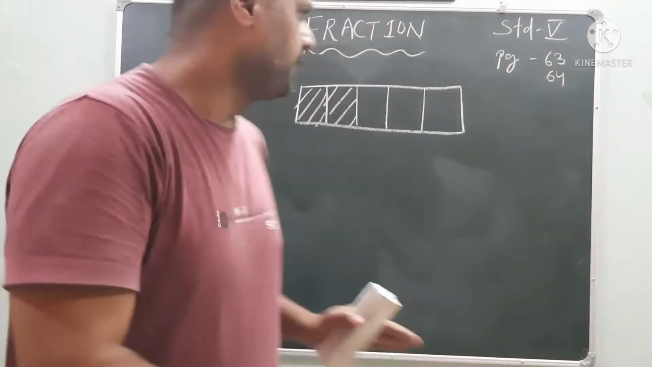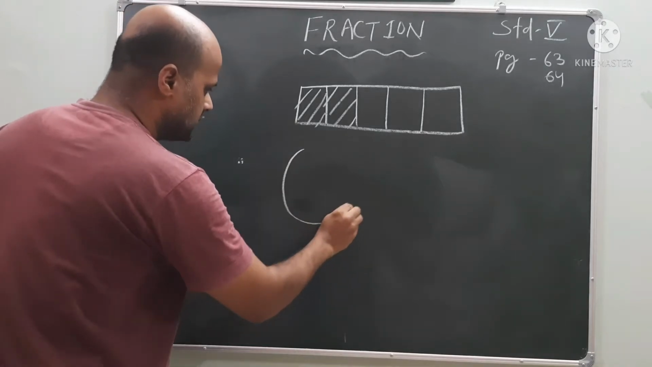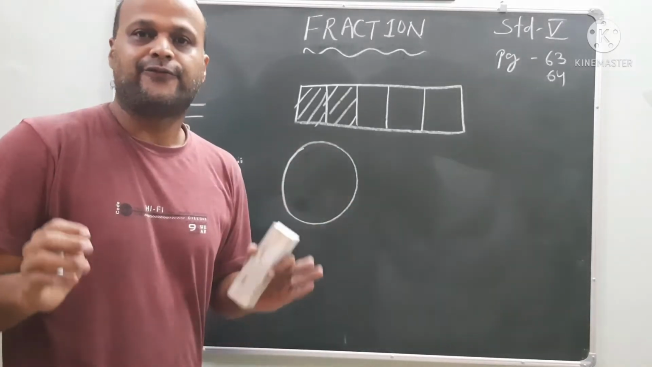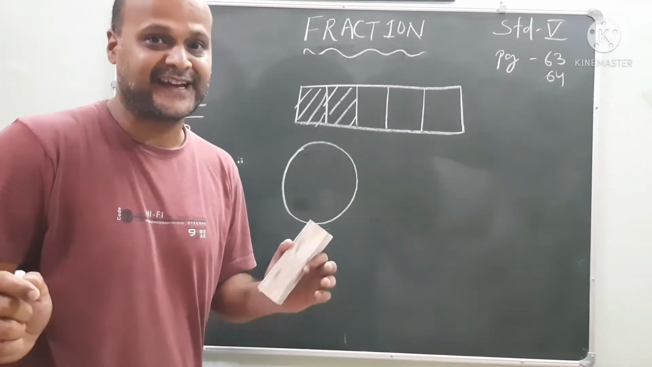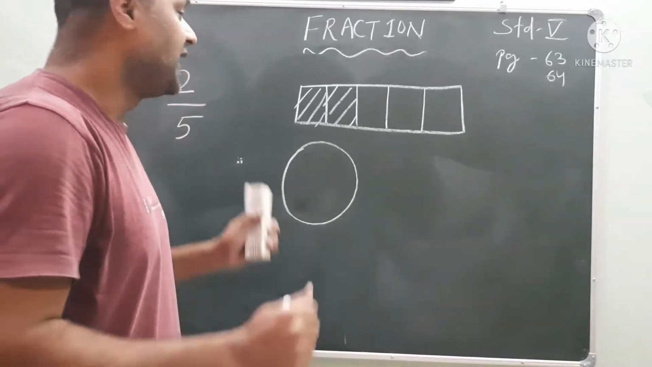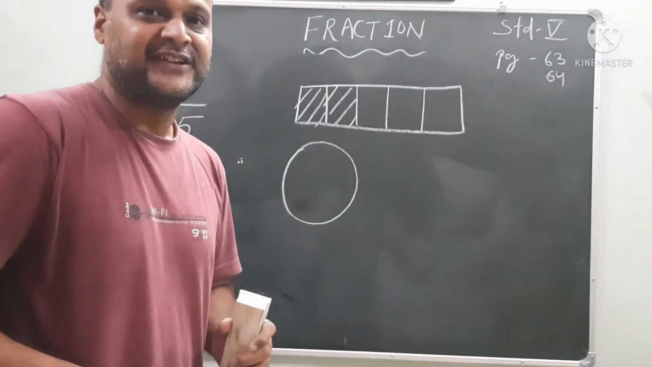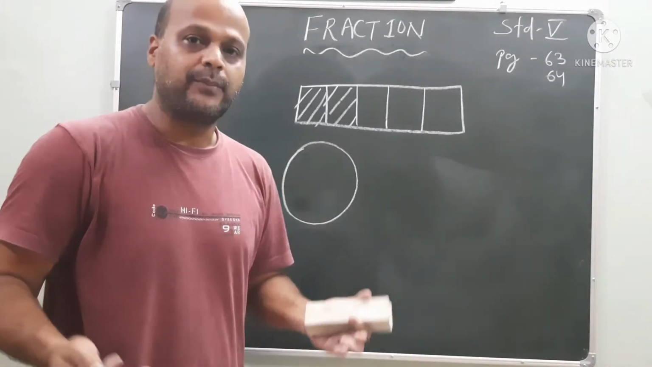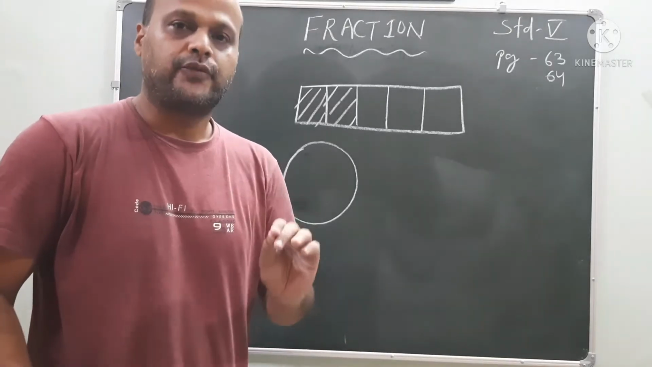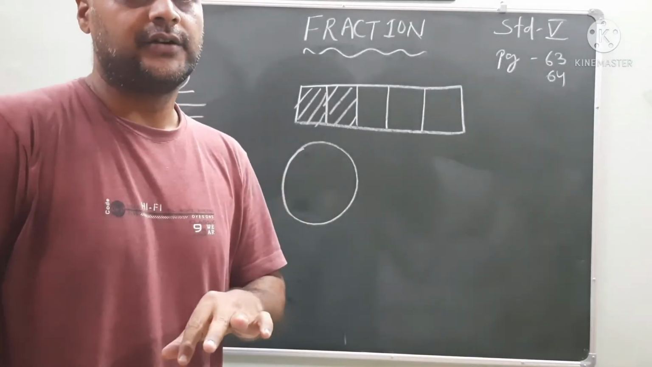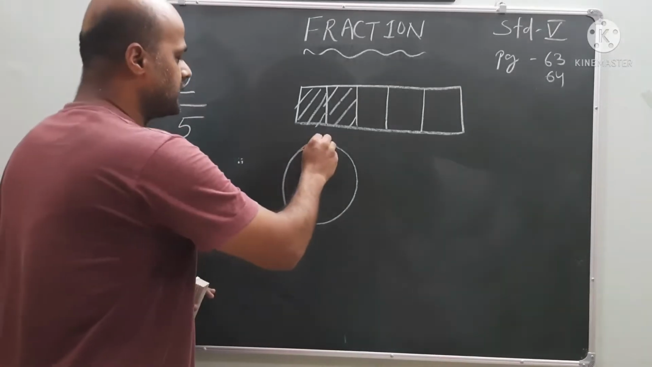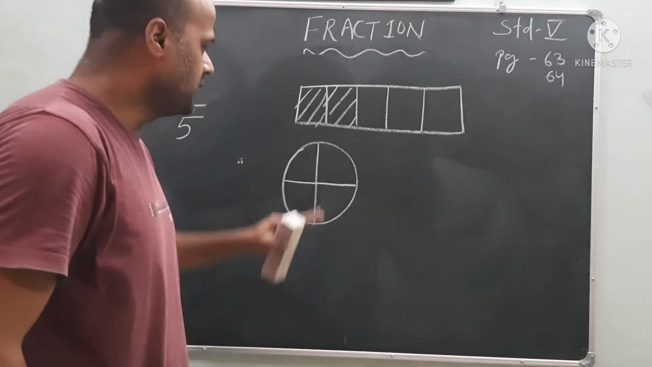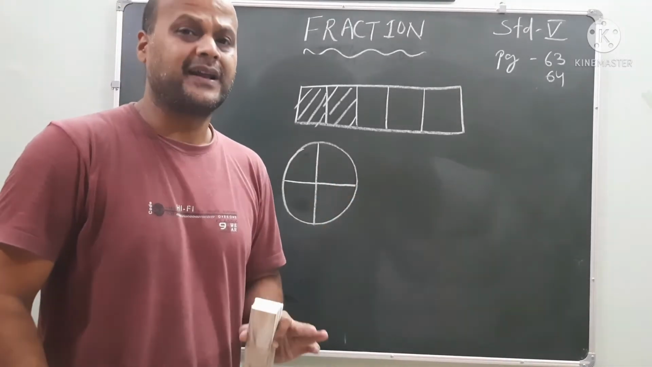Understood? Now a simple form. Suppose your father brings a pizza for your family. Pizza, it is a tasty one, right? Now how is it related to fractions? Let's do it. Suppose in your family you have father, mother, brother and yourself. So 4 members are there, no? So your father divided that pizza into 4 parts.